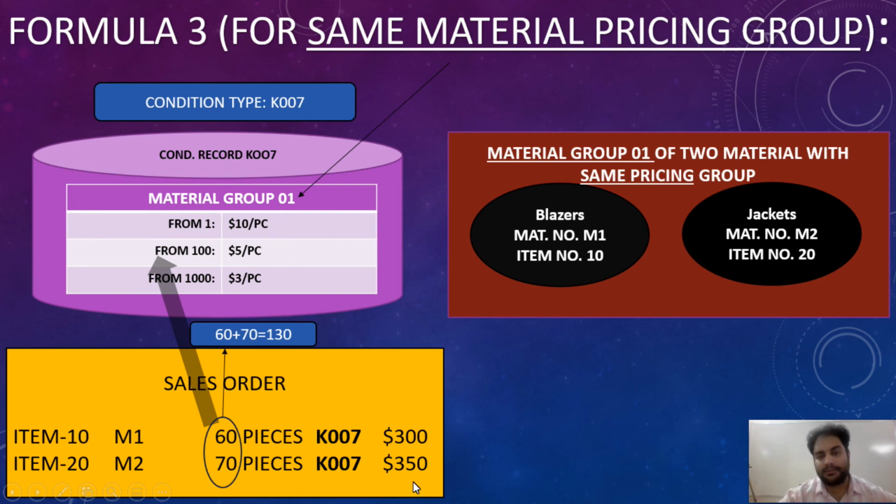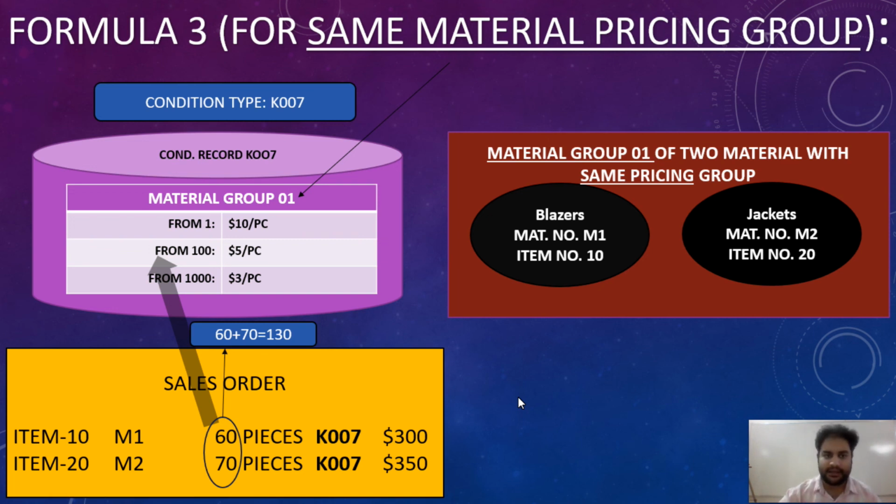But if we did not apply the group conditions, then this condition number 1 would match. In that case, the bill would be around $1300. So this is why the condition types are linked to the material group, and then they are called the group conditions. The group conditions help us to offer better price to our customers.